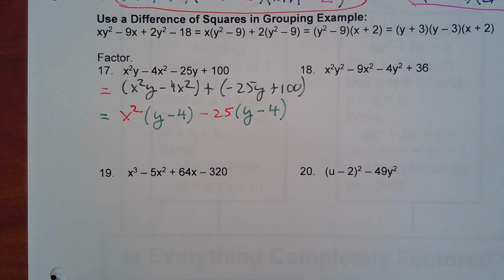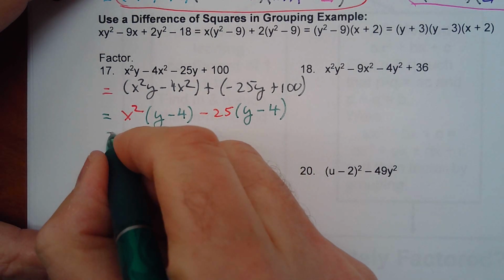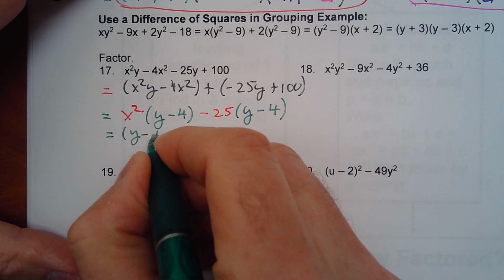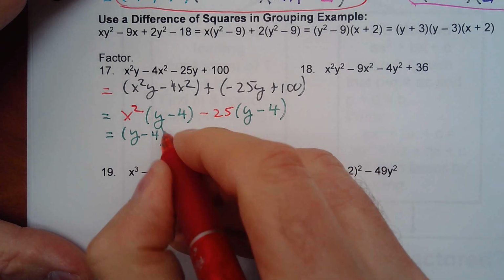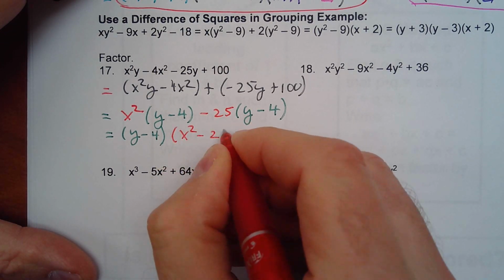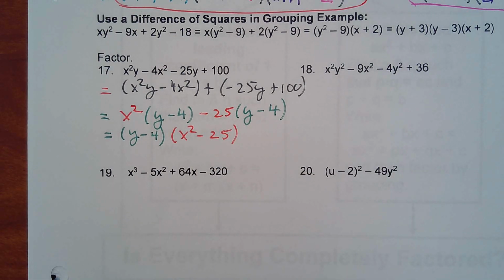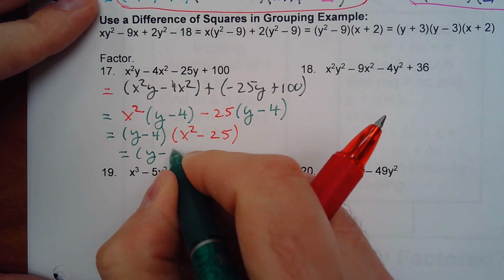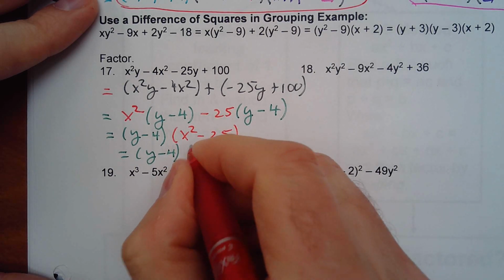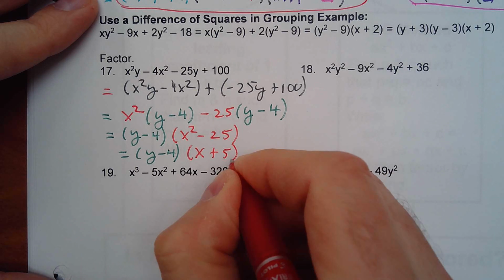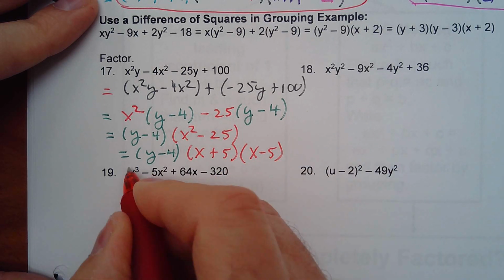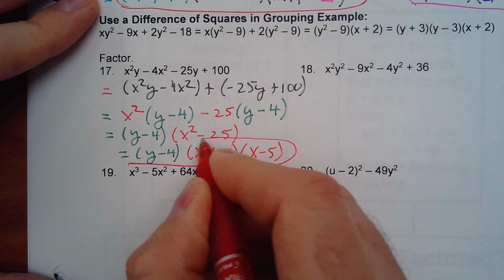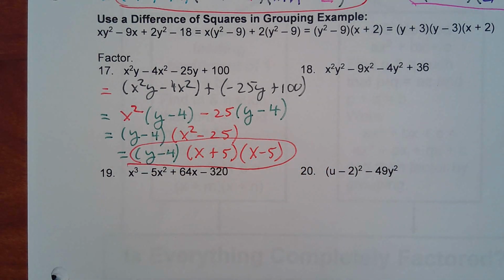My two pieces then have a y minus 4 in common, so I'll put that out in front. My leftovers are x squared minus 25, which is a difference of squares. So we're going to finish that off by breaking that down. That's going to be x plus 5 times x minus 5. All right, let's try the next one.